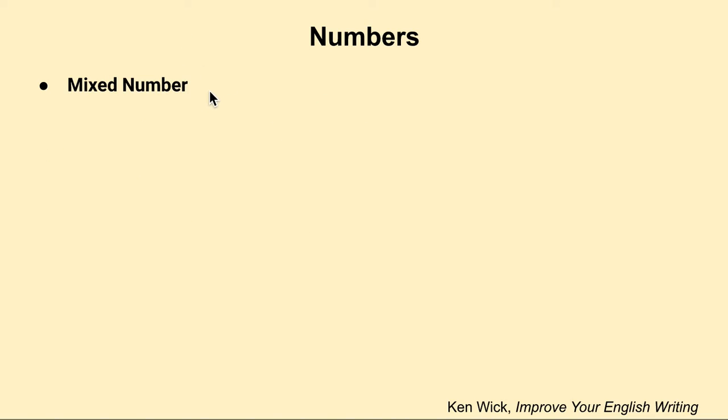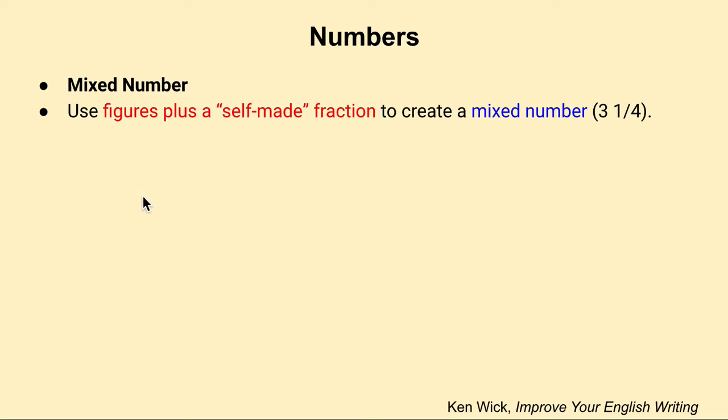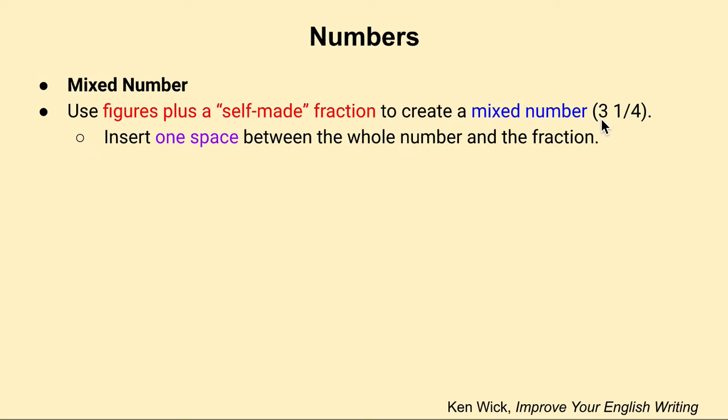I know the original rule talked about mixed numbers. I just decided that there are a couple of comments I have under mixed numbers. So use figures plus a self-made fraction to create a mixed number. Here's an example of a mixed number. It's like 3 and 1/4. Insert one space between the whole number and the fraction. So the 3 is the whole number, the fraction is 1/4. So you insert one space.